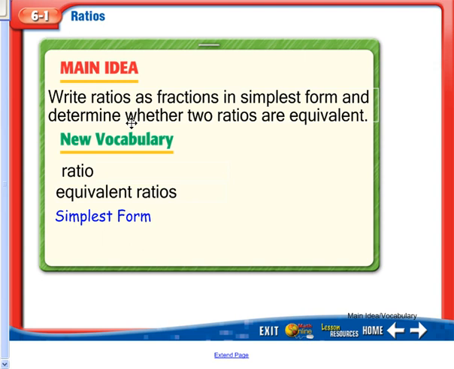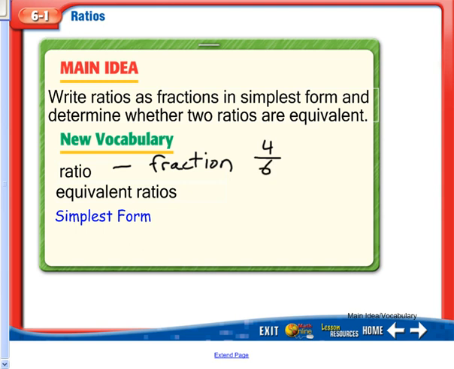Today's lesson is over ratios. The main idea is writing ratios as fractions in simplest form and determining whether two ratios are equivalent. The new vocabulary for today is ratio, which, as we've covered before, is also known as a fraction. That's also mentioned in the main idea, writing them as fractions. An example of a ratio would be 4 over 6.